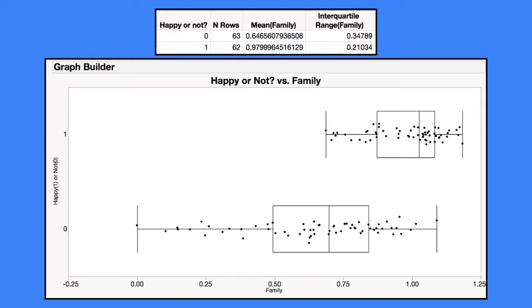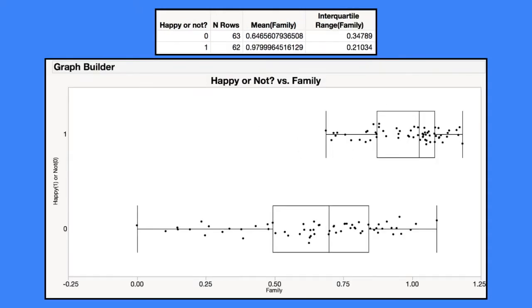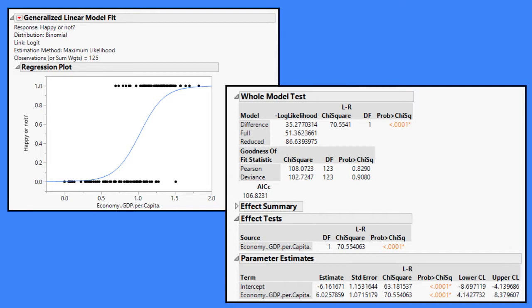Now, if we go back and see countries that were happy versus countries that were not happy based on GDP, we see that the variability for both of these different groups is nearly the same. Therefore, because we want the variability to be nearly similar to each other, we decided to use GDP for our single predictor model. And here we can see the regression plot based on GDP, predicting whether a country is happy or not.